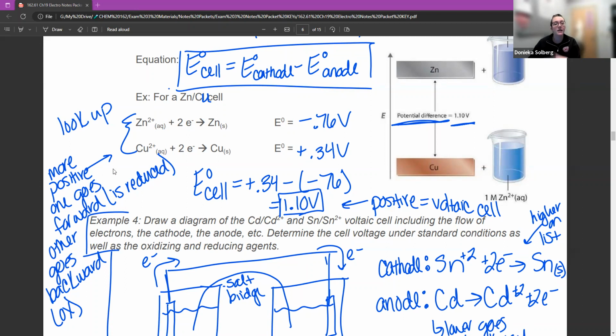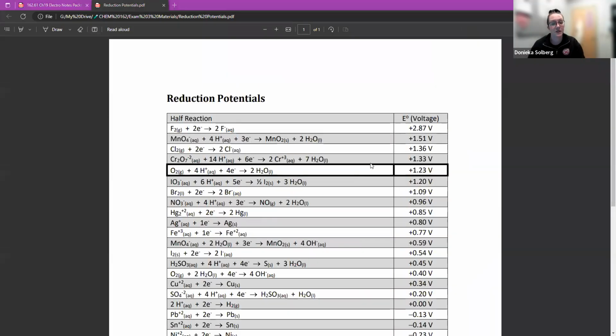Now, an easy way to tell which one is going to be the cathode and which one is going to be the anode. If you've got that list, whichever one is more positive or higher up on the list, just like in the reactivity series, is the one that is going to go in the forward direction. That's the one that's going to be reduced. So let me pull that up. Okay, so this is the reduction potentials list.